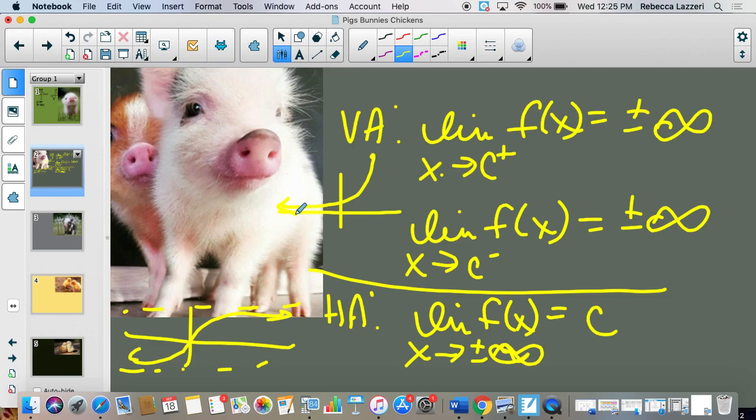How I would talk about this is I could say the limit as x approaches negative infinity is 0, but the limit as x approaches positive infinity is infinity. That's still a horizontal asymptote if at any time you get pulled toward a number. Okay? Alright, now.